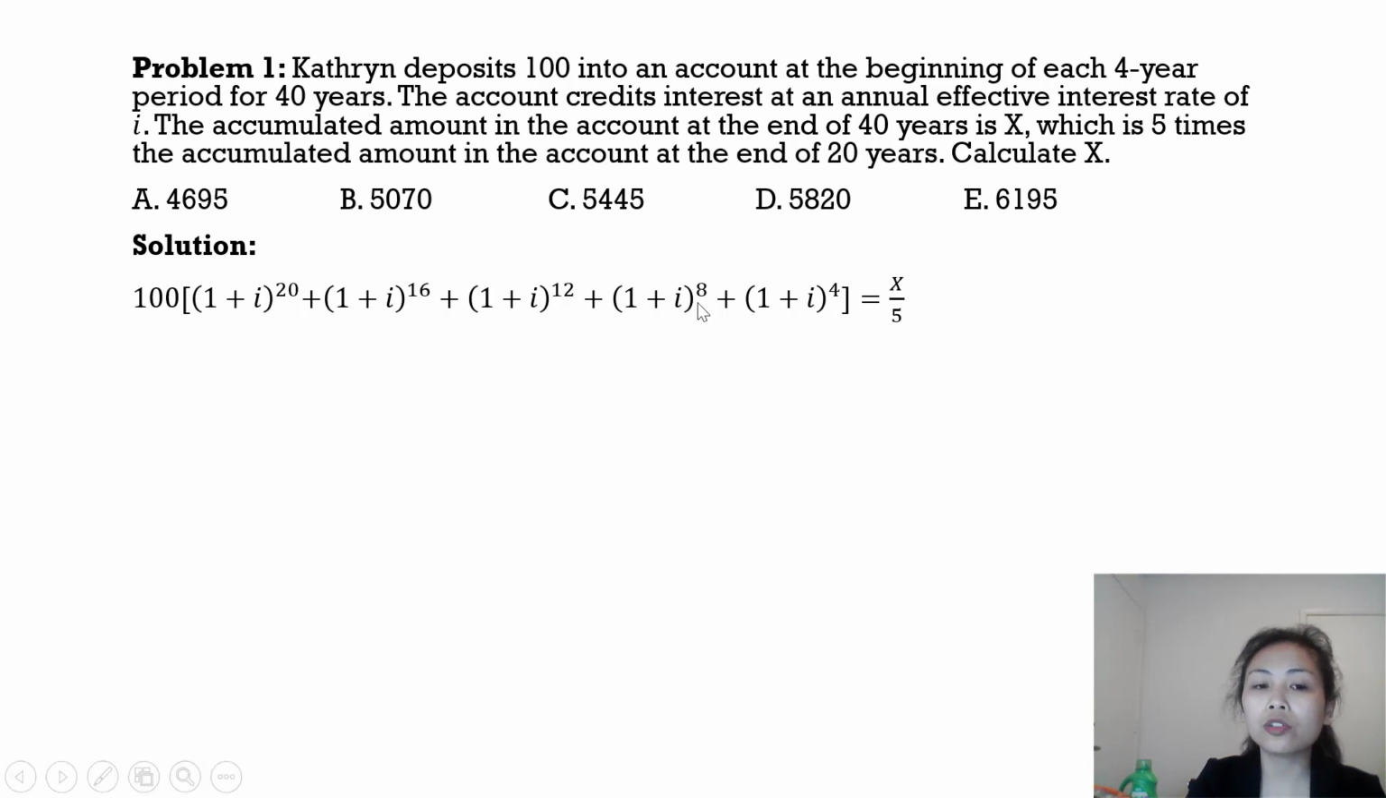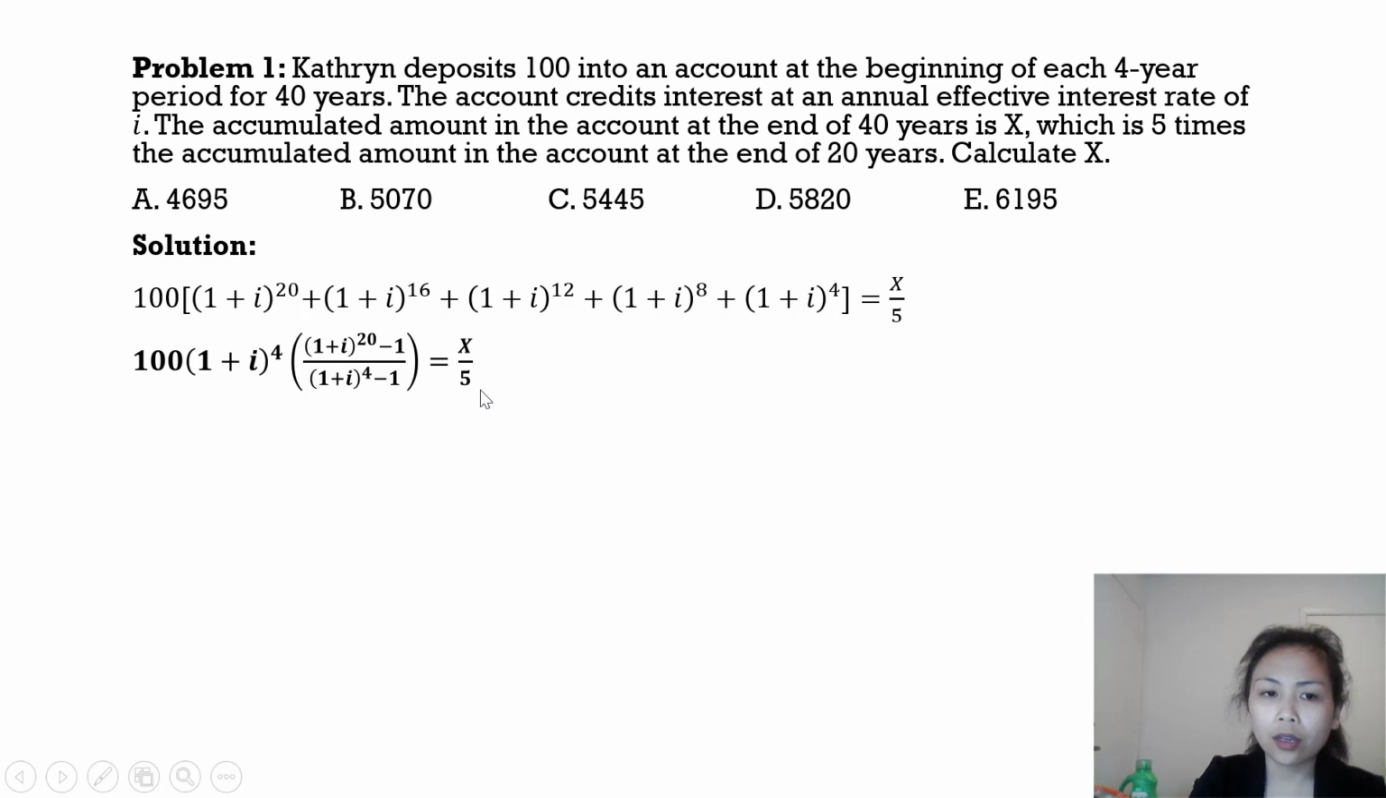So remember the geometric series. The formula is basically: the first term is 1 plus i to the 4, and then the rate to the number of terms. That means 1 plus i to the 4 to the 5th, because we have 5 terms. So this is 1 plus i to the 20 minus 1, over the rate minus 1, so 1 plus i to the 4 minus 1, and this is equal to X over 5.